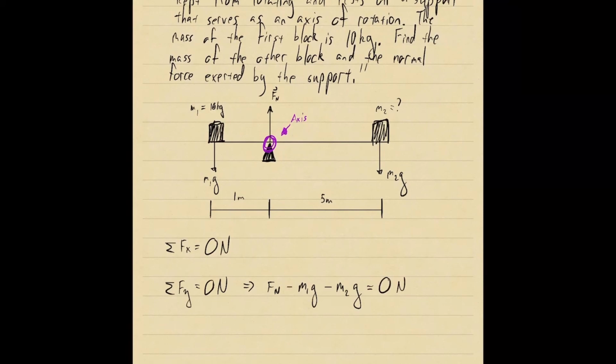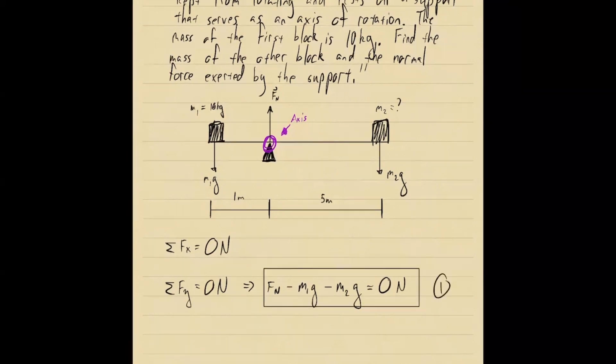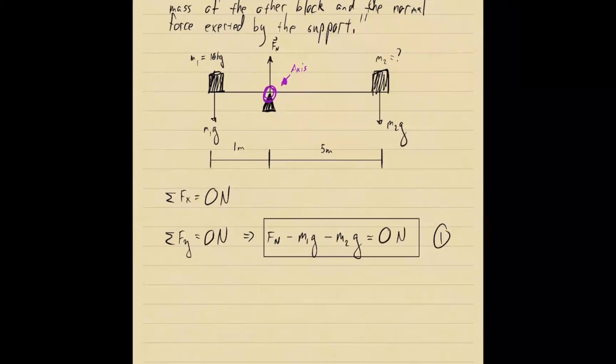So can't really do much more with this one. So we're going to box it off. I'm going to call this equation 1. And next up, we're going to look at the sum of the torques in this problem. So those have to equal 0 Newton meters.